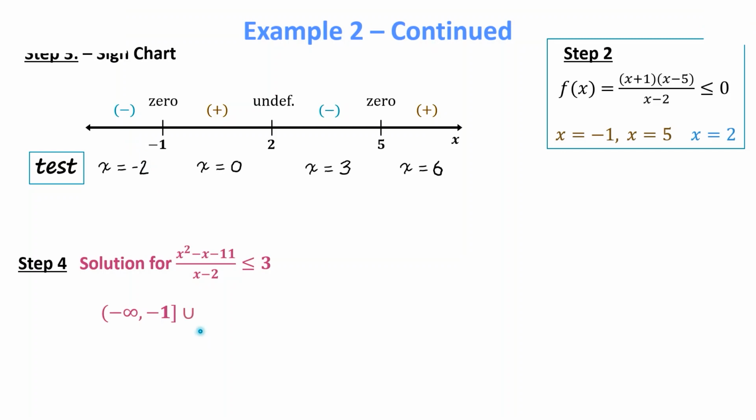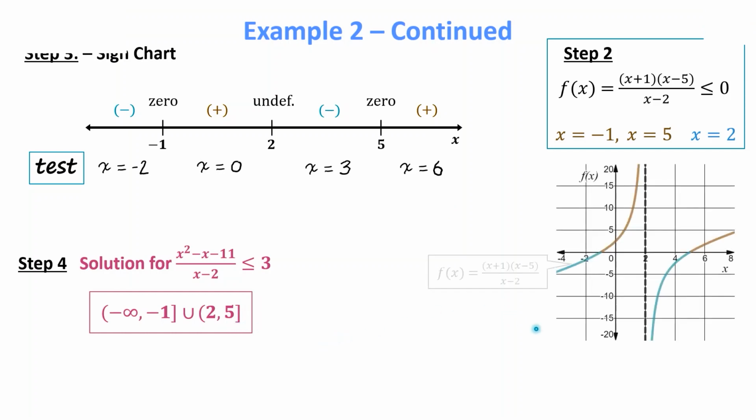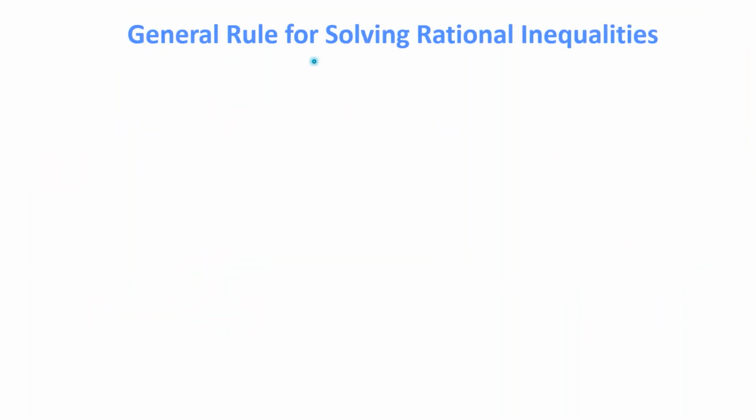And we want the union symbol because there's another interval involved between 2 and 5. And we indicate it like so. Now we have a round bracket at 2 because it's undefined here, so I can't actually include the value 2, so we keep a round bracket there. Now 5 is a real zero, and because we want it less than or equal to 0, we must have a square bracket here so that we do include the 5. And then if we graph our function f of x, you can see our solutions match with what the graph shows over here.